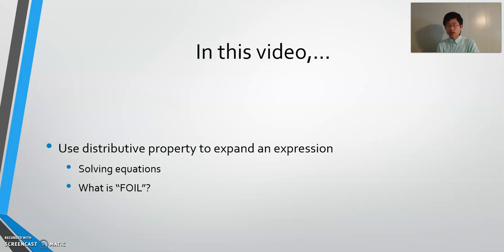with solving equations. When you're doing equations, you will see that multi-step equations will have parentheses, and you have to use the distributive property. I'll also talk about the FOIL method, which is a specific type of distributive property. And yeah, that's the two main things, right?